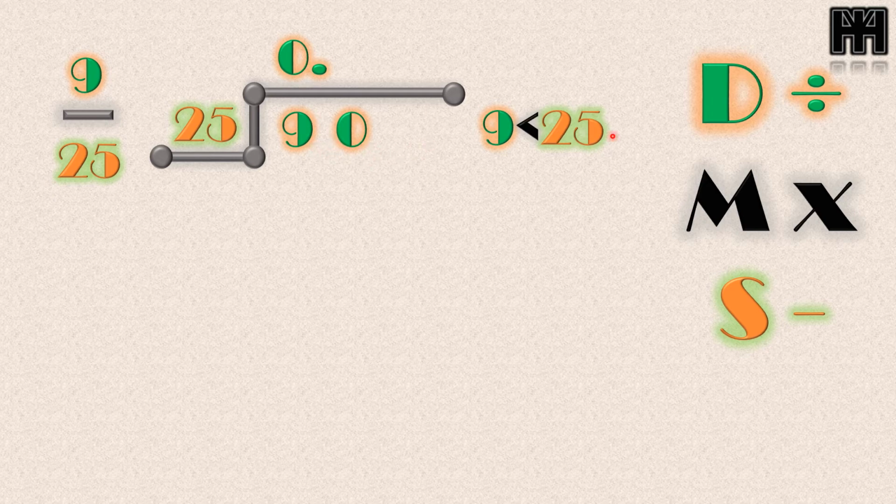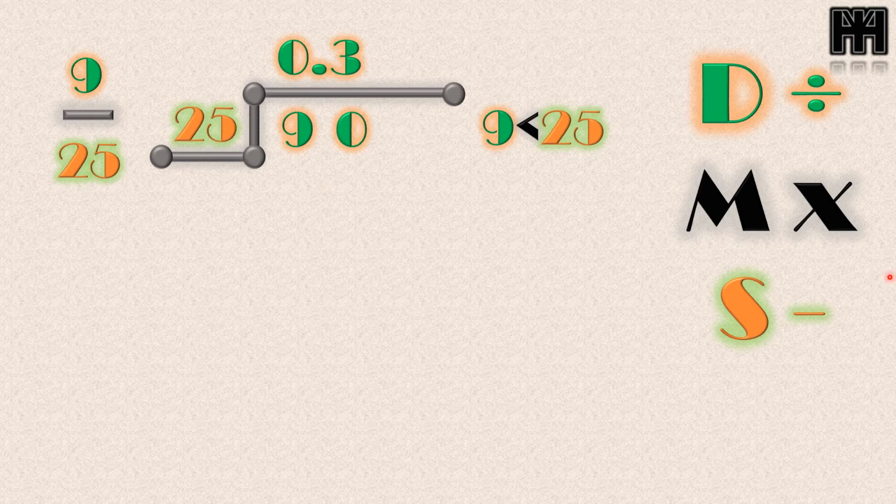Okay, now to the divide step. 90 divided by 25 will give us 3, because 25 plus 25 is 50, plus 25 is 75, plus 25 is 100. No, we don't need this last 25, so we have 3 25s equal to 75. So 90 has 3 25s.